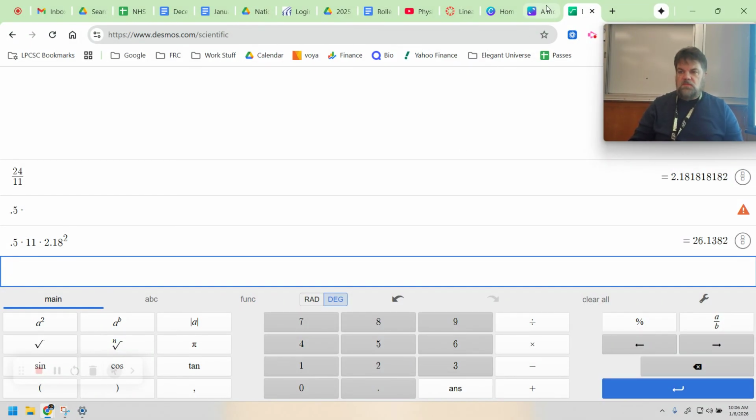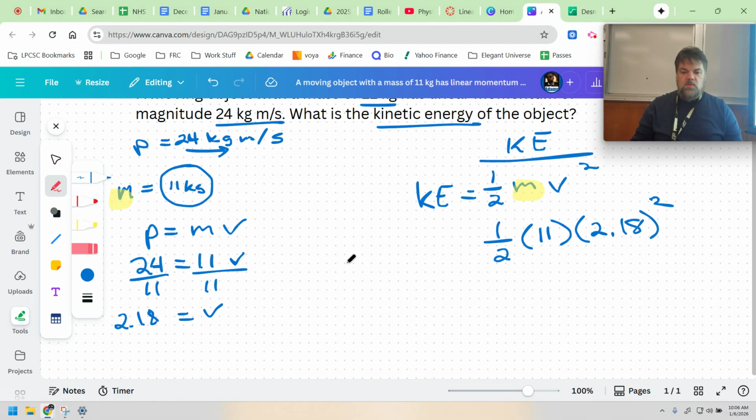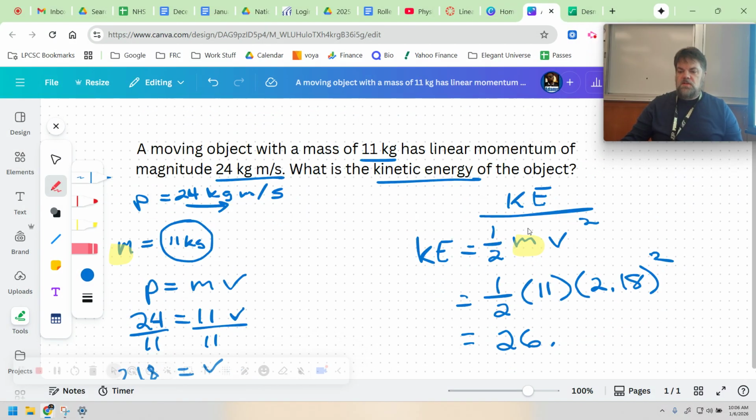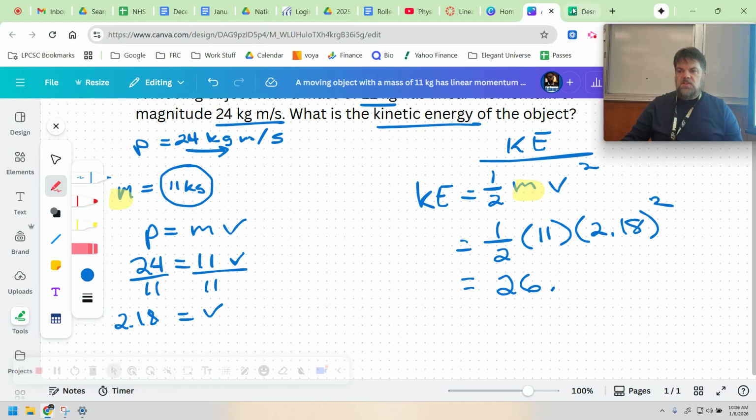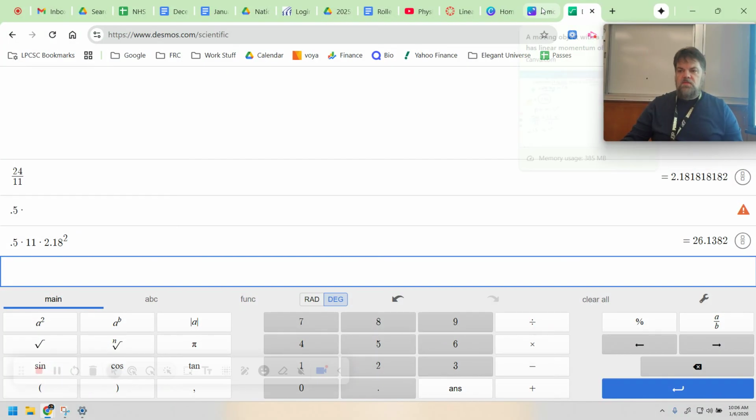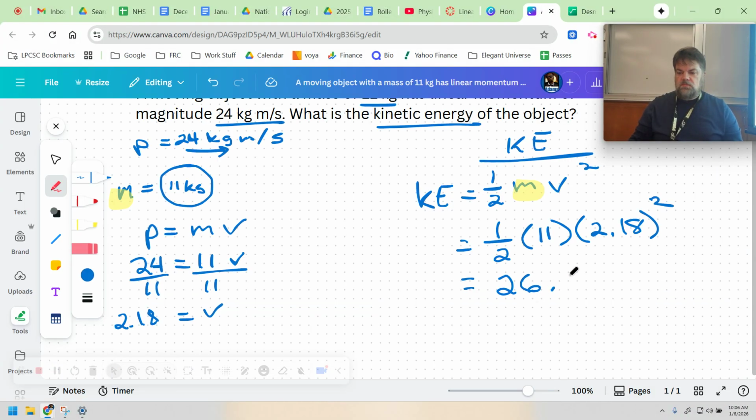And so it's about 26.14 if I round to 2 decimal places. So this is equal to 26.14. And remember, what's the unit for energy, you guys? Yeah, joules.